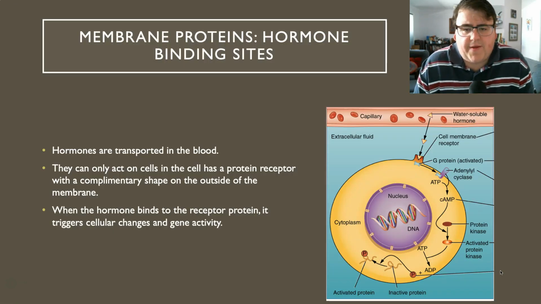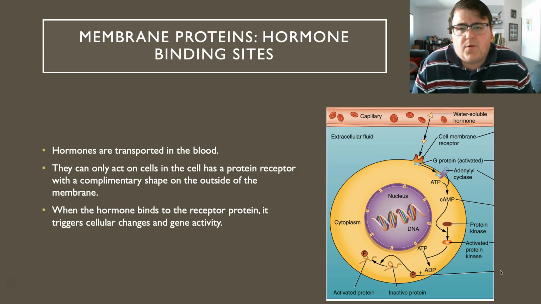So, what about those other functions of the cell membrane, such as membrane proteins, and how they help with hormones? Hormones are a type of molecule that are transported through our blood, and they can only act on cells that have a protein receptor with a complementary shape to that hormone. When that complementary shape meets up with the correct hormone, the receptor and the hormone bind together, and it triggers a cellular change and gene activity inside the cell.